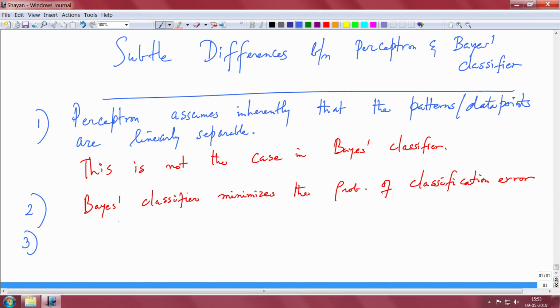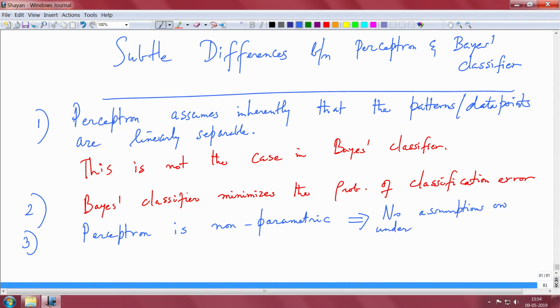Point number 3, perceptron is non-parametric. This is very important. You do not assume anything about the distribution of the points, etc. And that is kind of the assumption throughout the neural networks course, that this is a non-parametric form, right. No assumptions on underlying distribution, because at times we may want to even estimate the distribution.